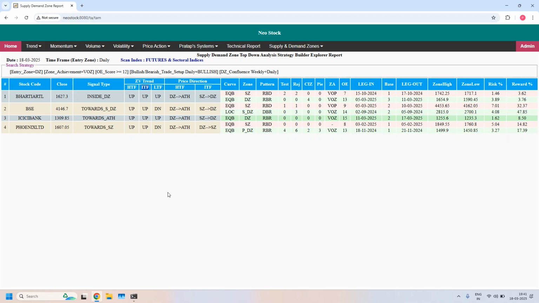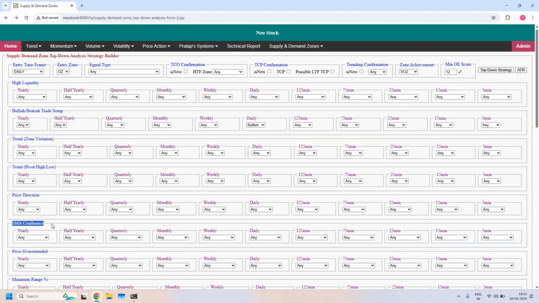If the weekly demand zone is having weekly EMA confluence, then the daily demand zones might be having even more high probability to get success because they are overlapped with the weekly zone. And also the weekly zone having weekly EMA confluence. Let's verify. So in the EMA confluence filter, at weekly time frame because daily is overlapped with weekly, we are looking for weekly demand zone having weekly EMA confluence. Anyway, weekly trend is up in all the stocks.